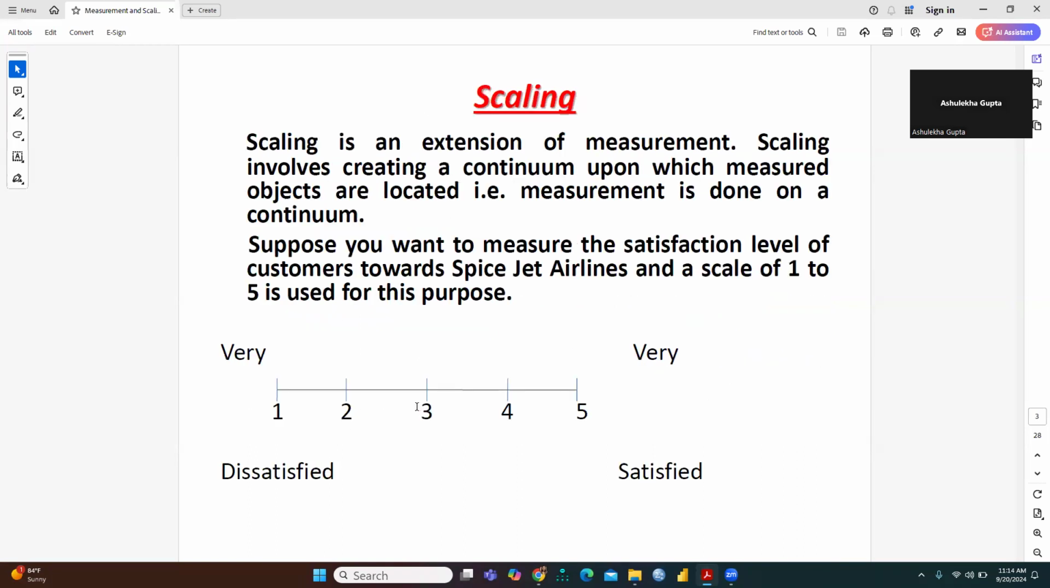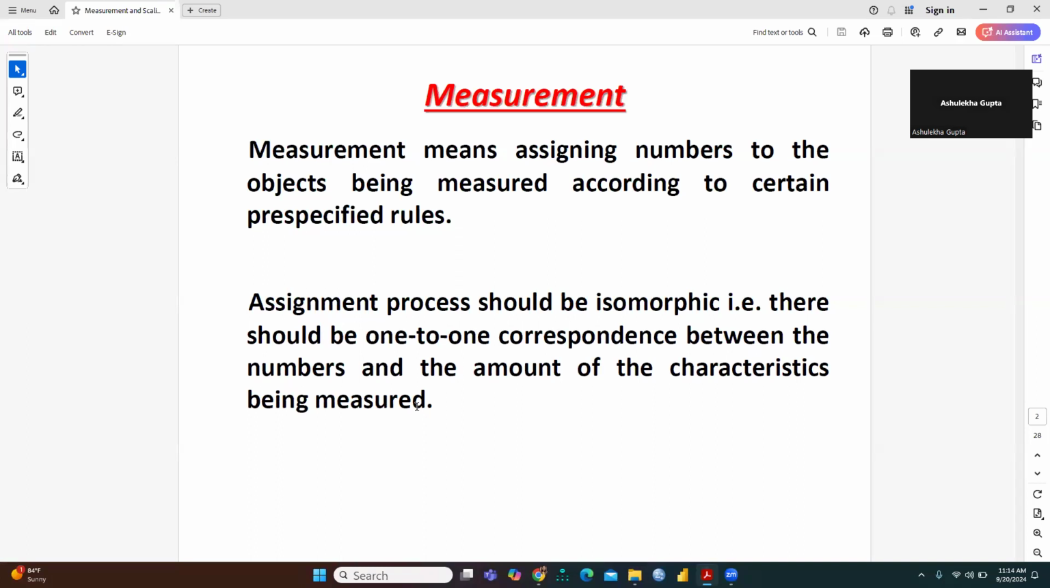First of all, we will understand the meaning of measurement. Measurement means assigning numbers to the objects being measured according to certain pre-specified rules. Those are pre-specified rules we have decided, so we are just assigning numbers. But the assignment process should be isomorphic. That is, there should be a one-to-one correspondence between the numbers and the amount of the characteristic being measured.